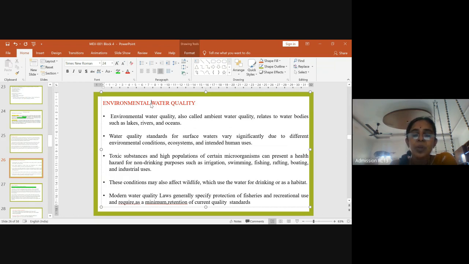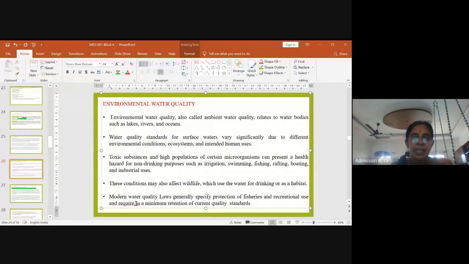Modern water quality laws generally specify the protection of fisheries and recreational use and require, as a minimum, retention of current quality standards.